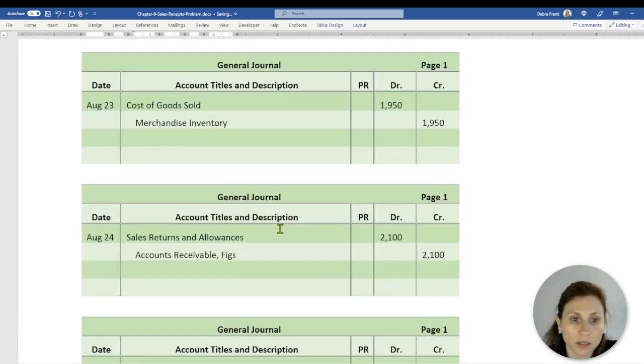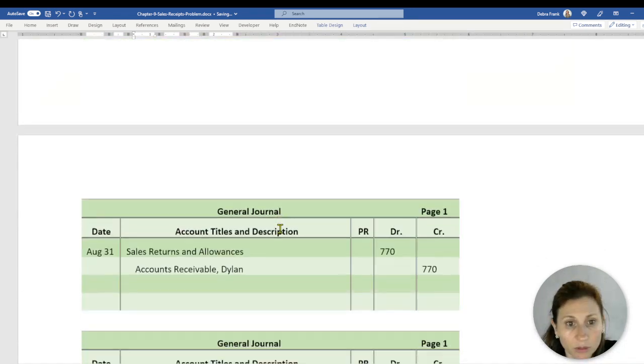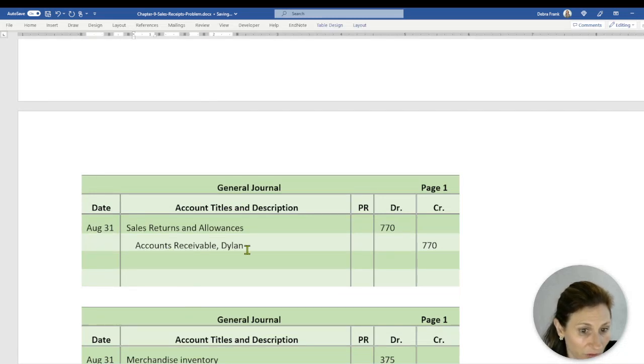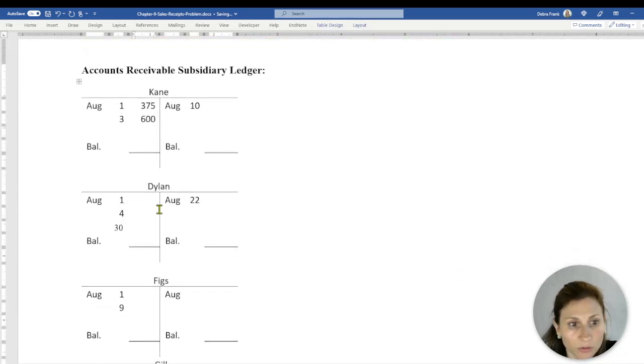Perfect. And so we are actually done with Kane, but you would go look to see if you see any others. That's Dylan, for example. And you would go and record them all in there, okay? So we can see that the larger balance is on this side, right? So we have 375 plus 600 minus 600. Oh, ending balance is 375.